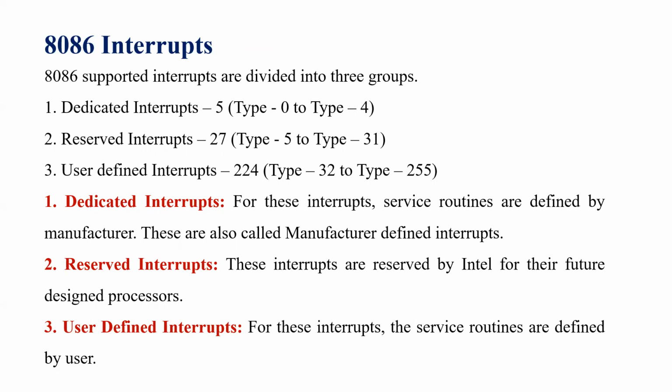The last category is user-defined interrupts. These are the remaining 224 interrupts, from type number 32 to type number 255. Now we'll learn a little bit regarding these categories.